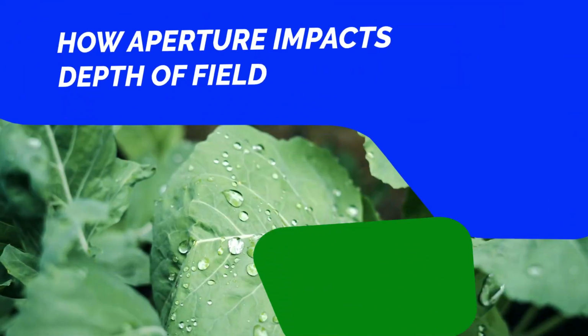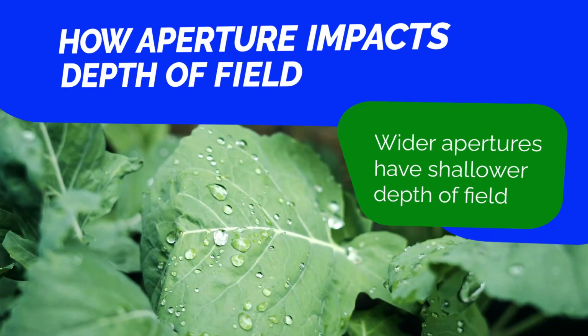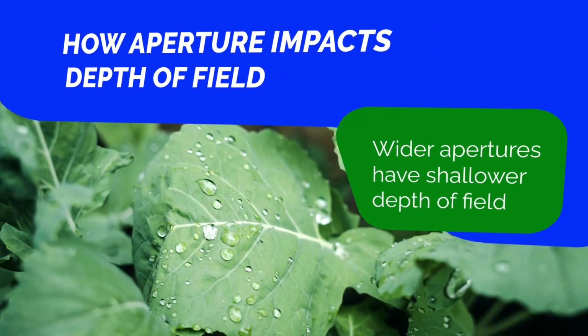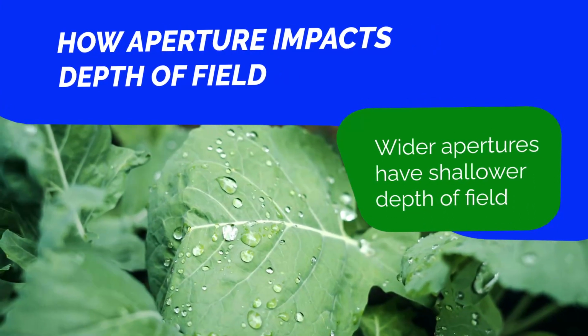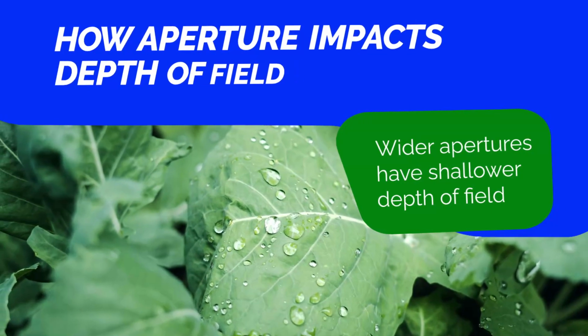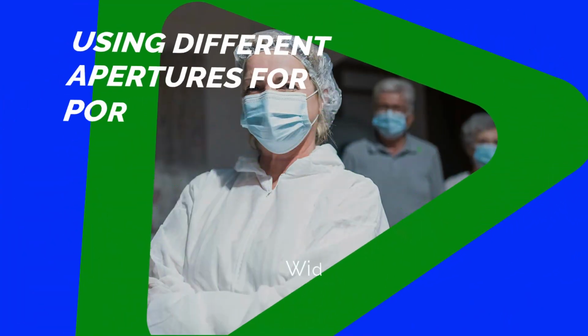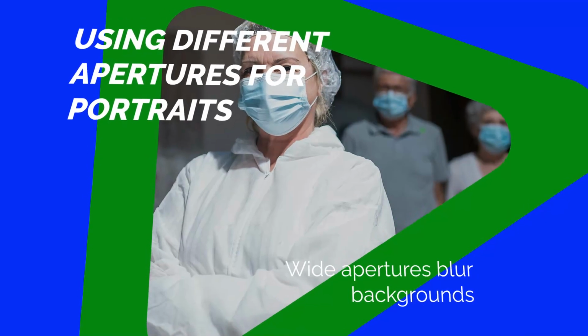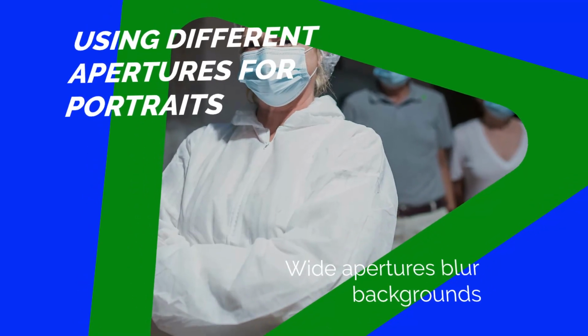Using a wider aperture produces a shallower depth of field, keeping only part of the image in sharp focus and blurring the foreground and background. For portraits, photographers often use wide apertures around f2.8 to blur the background and make the subject stand out.